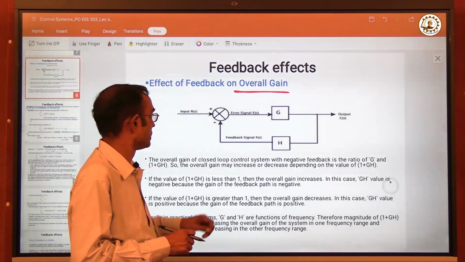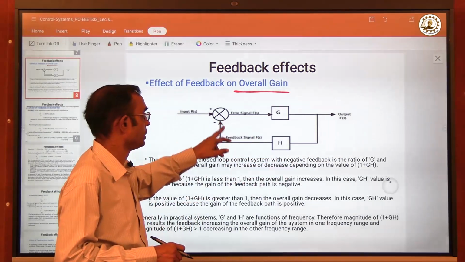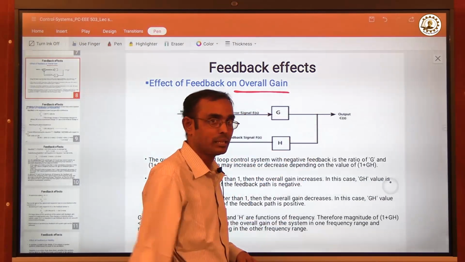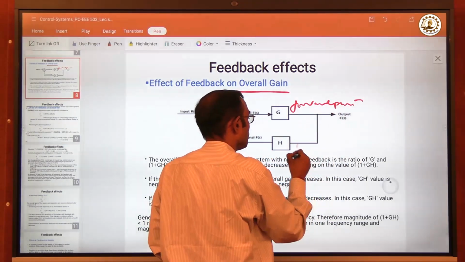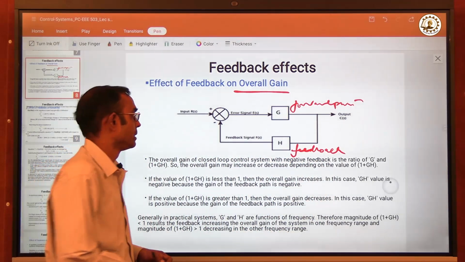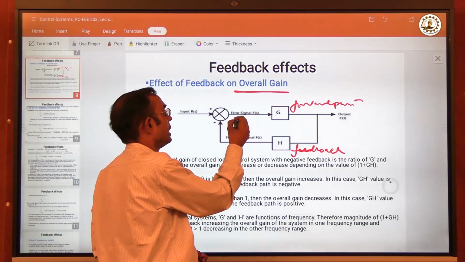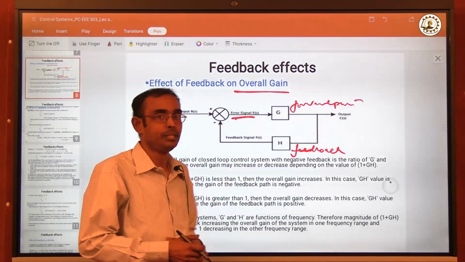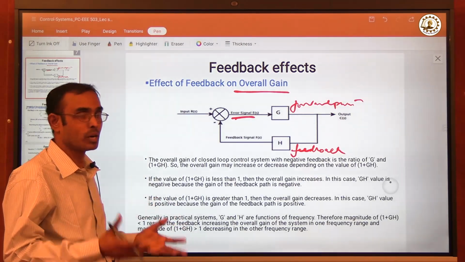So this is the basic control system. Input or reference, output, and this is the feedback through this path, having feedback path gain H, and this G is the forward path. This is called the forward path, and this is called the feedback path. So forward path gain is G and feedback path gain is H, and the input and the feedback signal are compared and an error signal is generated, and that is driving the forward path through this G.